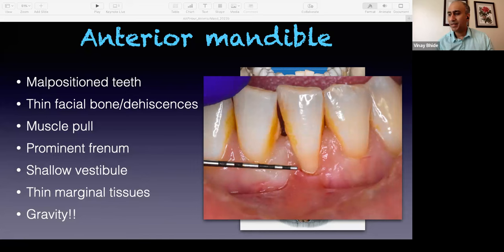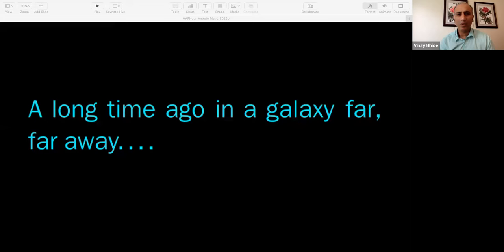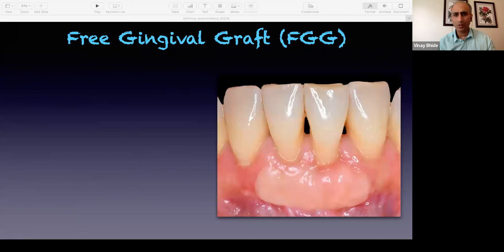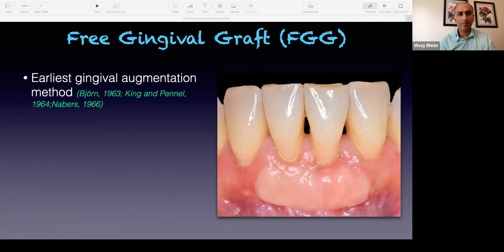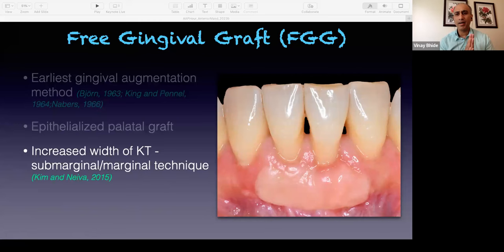So, a long time ago in a galaxy far, far away, another Star Wars reference, there was a procedure called the free gingival graft. Now, this was one of the earliest methods of augmentation, but the primary use of this was for submarginal purposes, where we were just looking to increase the width of keratinized tissue. So there was a submarginal or marginal technique. It wasn't really a root coverage procedure. It consisted of an epithelialized palatal graft.